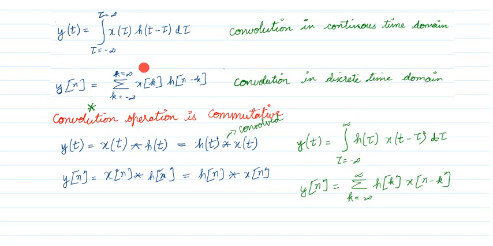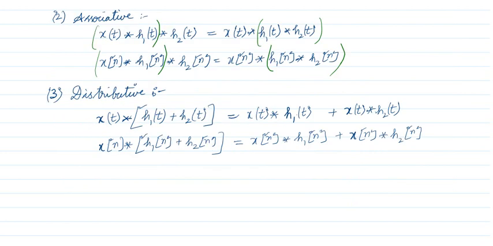Similarly, in discrete time domain, you can use any of these expressions. Here x of k is stationary. Here h of k is stationary. Here the impulse is shifted. Here the input is shifted. So you can use this expression or this expression, or in continuous time domain this expression or this expression. Both are correct. The meaning is that the convolution operation is commutative. You can either convolve x with h or h with x. Both are the same.